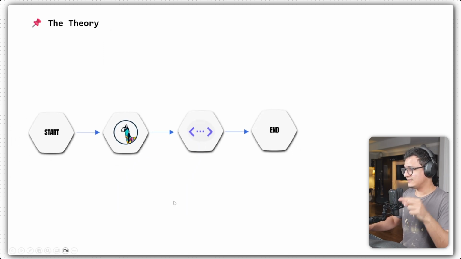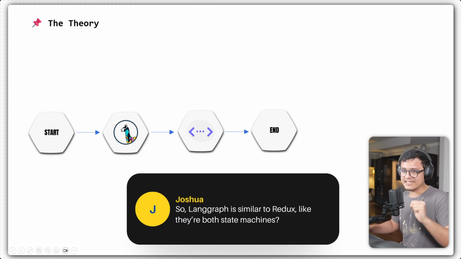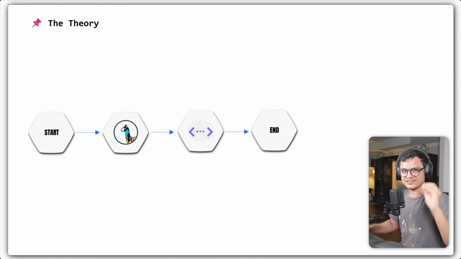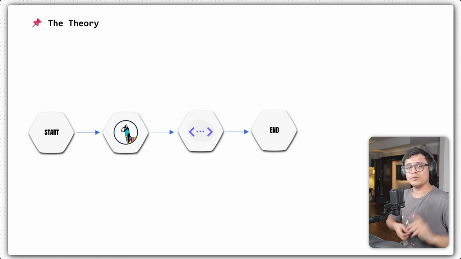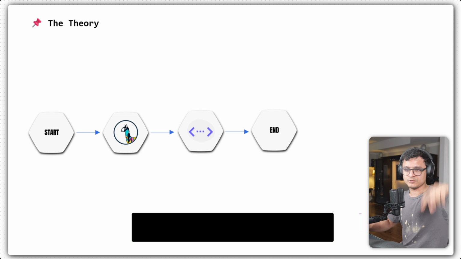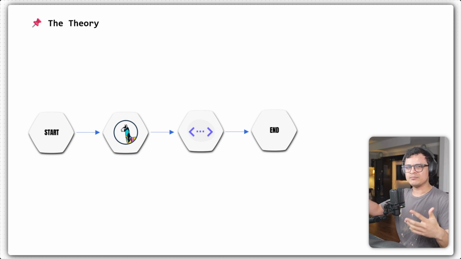Okay, so in essence, LangGraph is a state machine. And yes, Joshua, you're absolutely right. Redux, if you're coming from the front end world, which, hey there, what you doing here? Yes, LangGraph works like a state machine, very similar to Redux. In fact, LangGraph also has a TypeScript version, and I have a project in my GitHub repo on LangGraph 101 using TypeScript. So if you want, you can see pretty much the same demo, but in TypeScript.